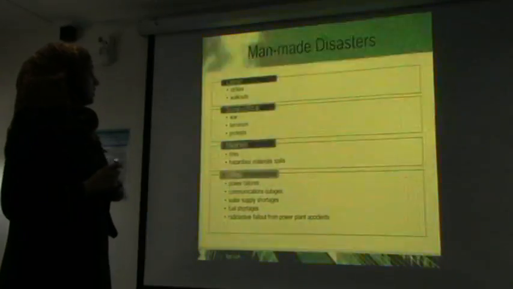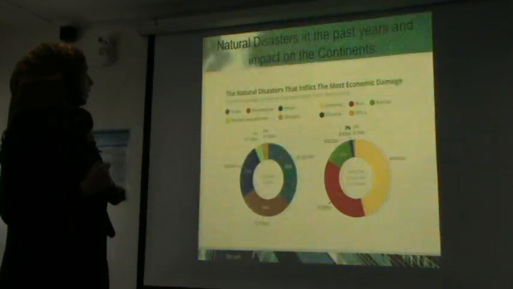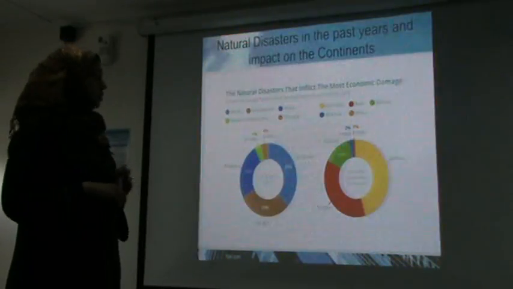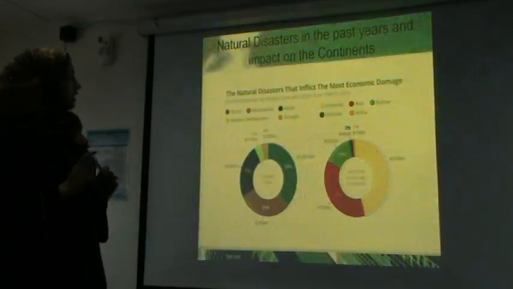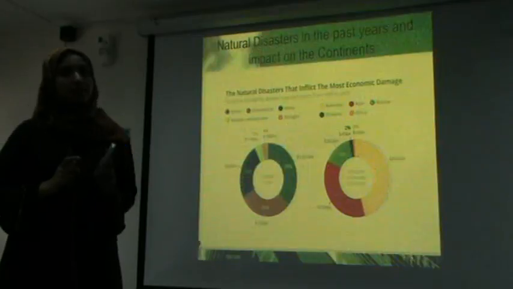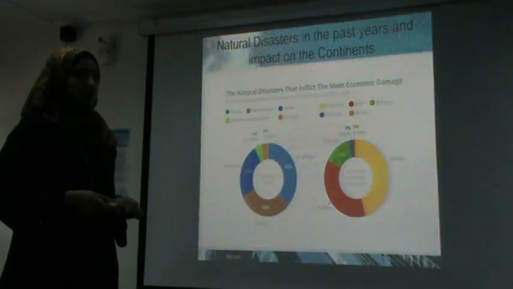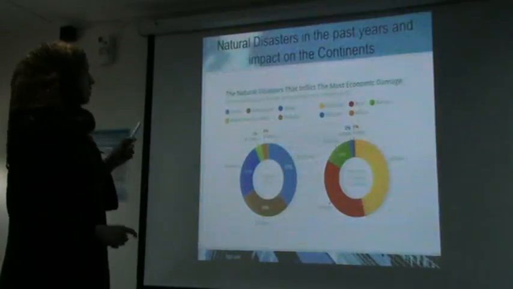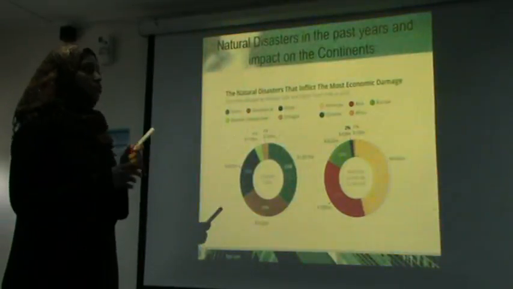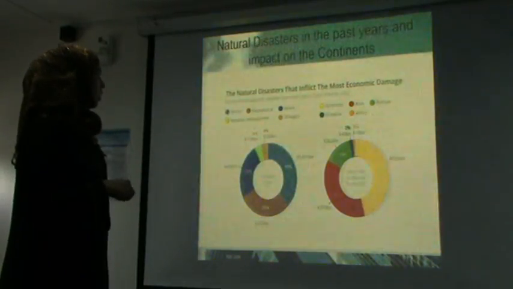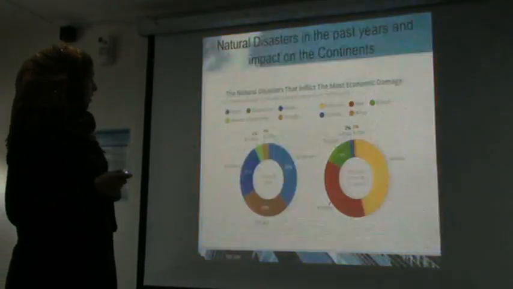So what we're going to explore next is natural disasters in the past years and their impact on the continents. This is a diagram that clearly explains that any disaster, especially natural disasters, because they cannot be controlled or are not in our control, cause immense damage to the economy of the world. That is, the world economy is at a loss whenever a natural disaster strikes.